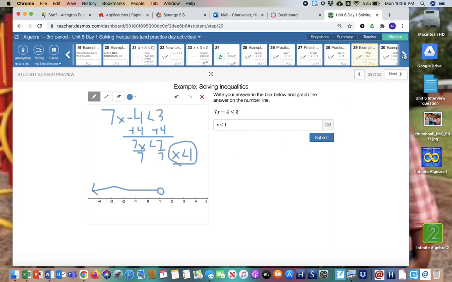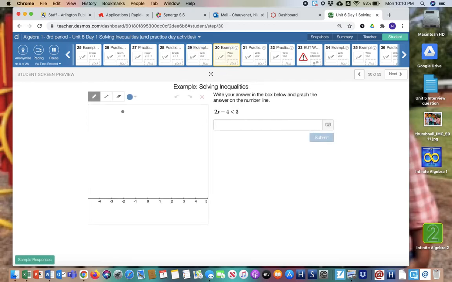Okay? So what about here? Let's just show another one, right? 2x minus 4 less than 3. So we add 4 to both sides, again, just as if it was an equation. When we do that, we're going to get 2x is less than 7. I'm going to divide by 2, and here in general, I would change these to decimals. So I'm going to get x is less than 3.5.